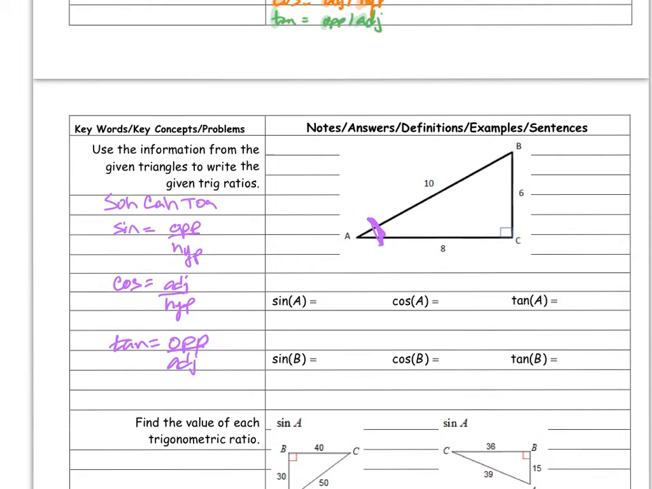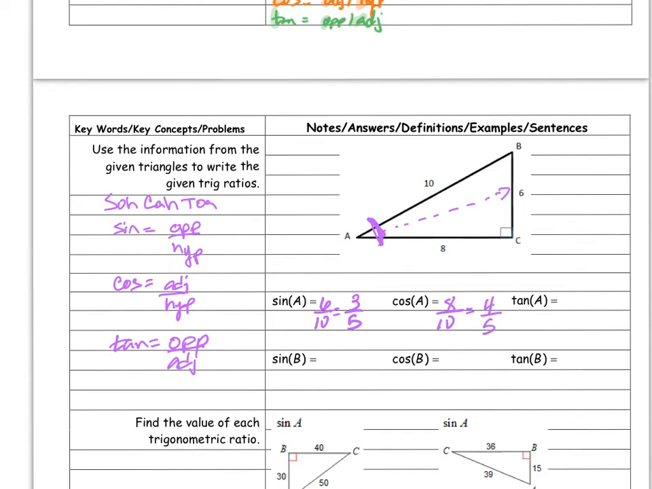So A is sine. Sine is opposite. So the side opposite of A is 6, and my hypotenuse is 10. So this would be 6 over 10, which I can simplify now. 6 over 10 simplified would be 3/5. Wow. And then the next one says cosine of A. So cosine says adjacent over hypotenuse. So my side adjacent, what side makes the angle? Well, that would be 8 over 10, which is 4/5.